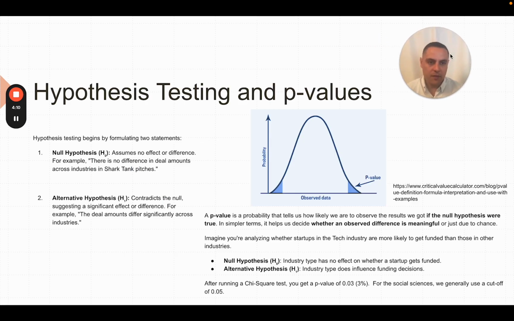So let's talk about hypothesis testing. Ultimately, for all these tests, there's a null hypothesis and an alternative hypothesis. With the null hypothesis, we're assuming basically there's no effect or no difference or no relationship of some kind. The alternative hypothesis is going to contradict that null, right? So we're going to suggest that there is a significant effect or a significant difference or a significant relationship.